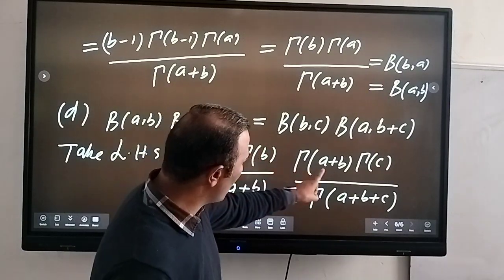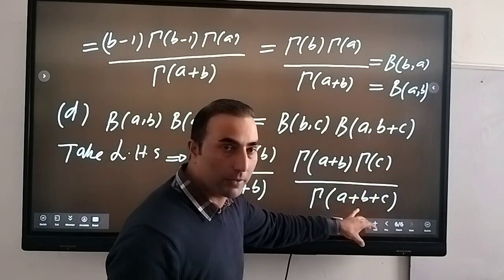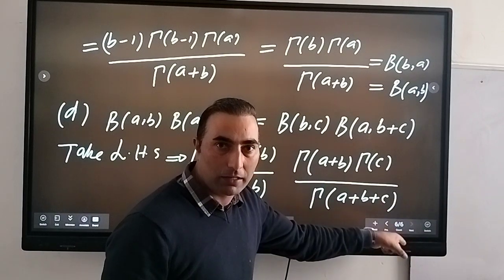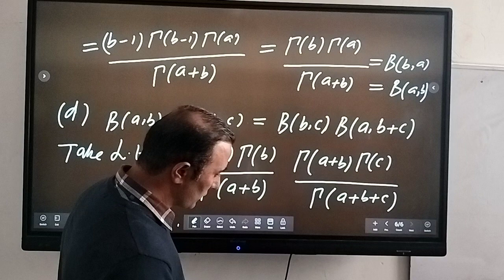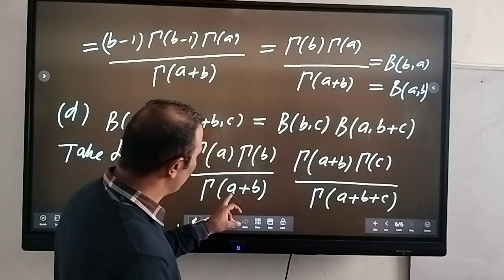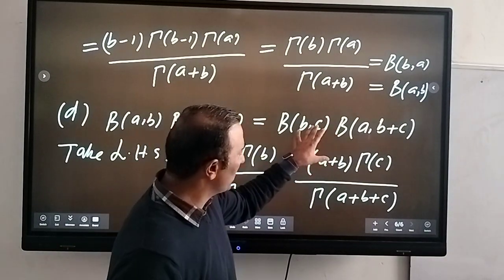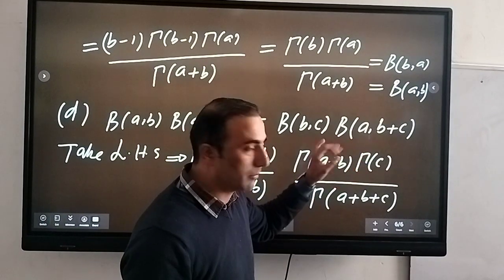So that is equal to gamma of A plus B, because in the first place we have A plus B, and gamma C divided by gamma of A plus B plus C, because in place of A we have A plus B and in place of B we have C. Because we need to prove this should be equal to beta of BC, if I write beta of BC in gamma function, it will be gamma B gamma C divided by gamma B plus C.